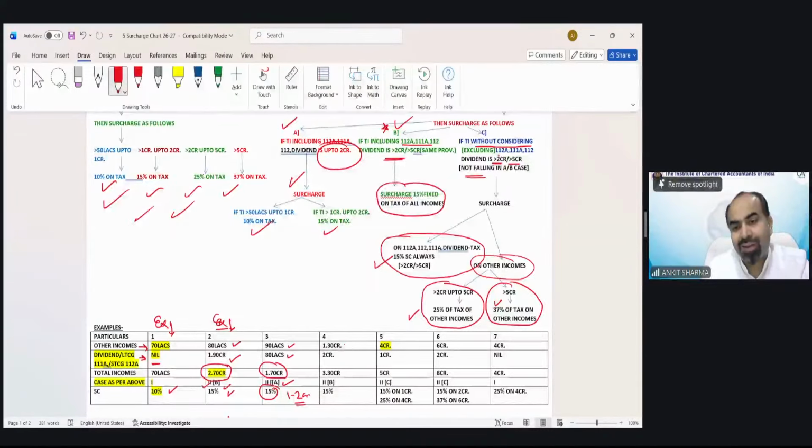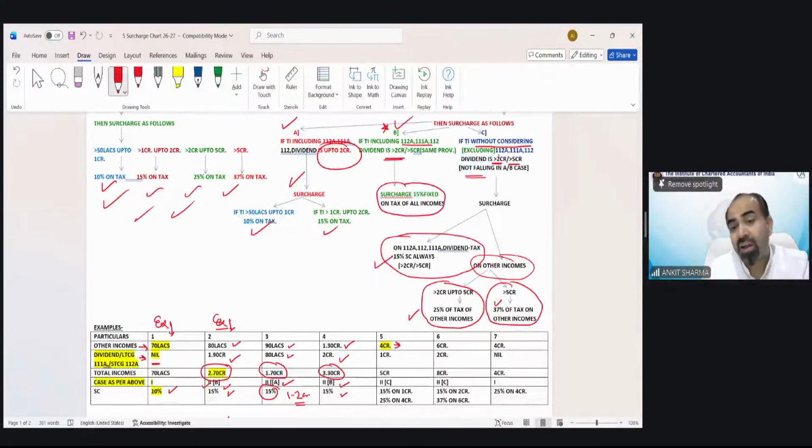Suppose your other income is 1.3 crore and your special incomes are 2 crore. Aggregate is exceeding 2 crore. So option 2, B case is applicable. 15% rate needs to be applied.